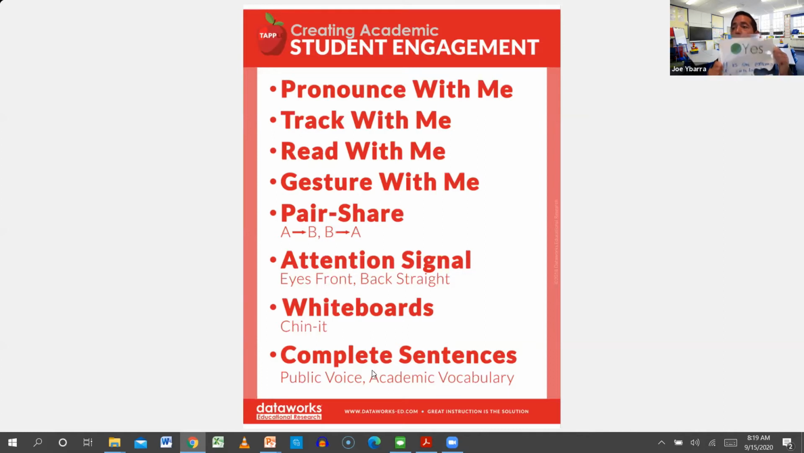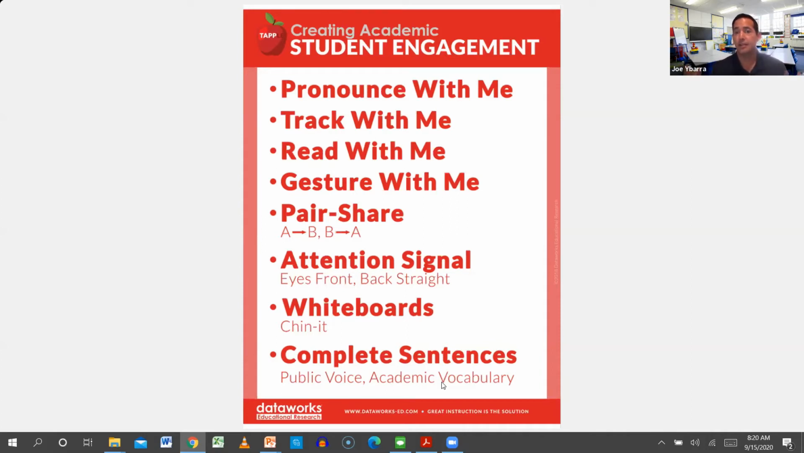Whiteboards, I mentioned this, whiteboards are for me as the teacher. I explain to them short answers so we can move quickly. You can use the thumbs up for yes or the clap for no, however you want to do it. And complete sentences, public voice, academic vocabulary. Look, this is one of the easiest engagement norms to implement, and it has such high impact on students as far as what as a teacher do we expect our students to write in?